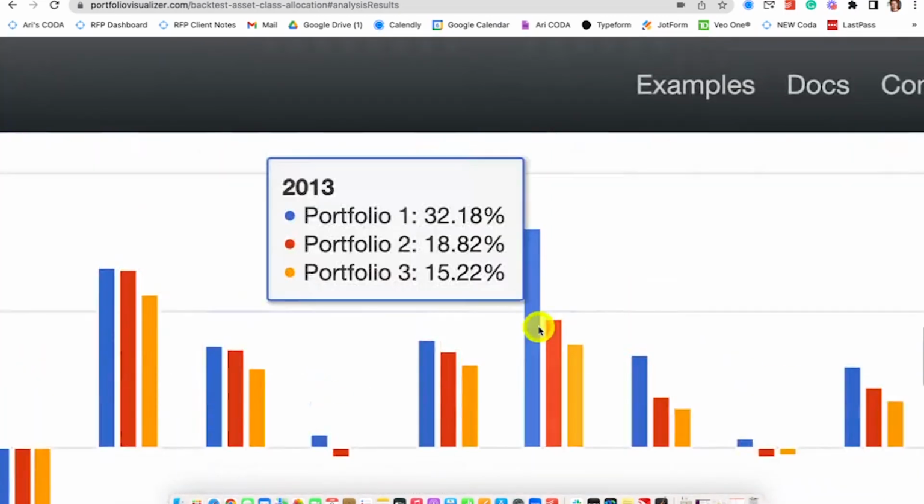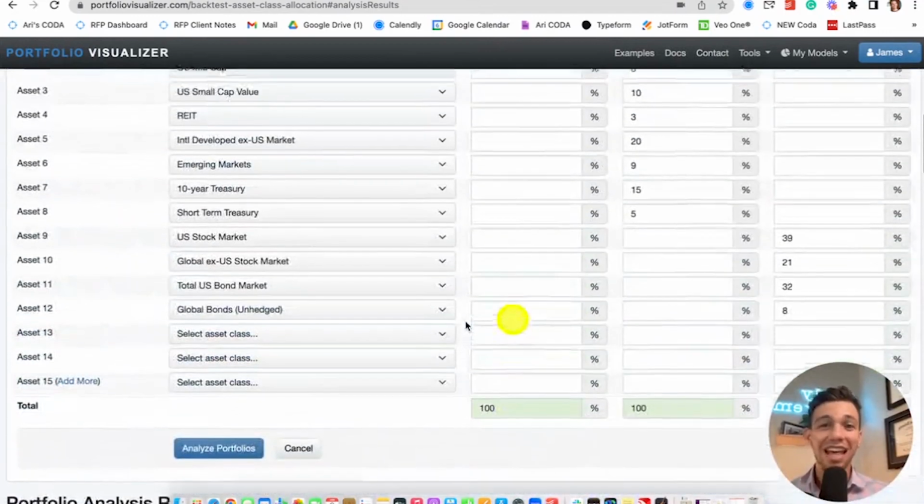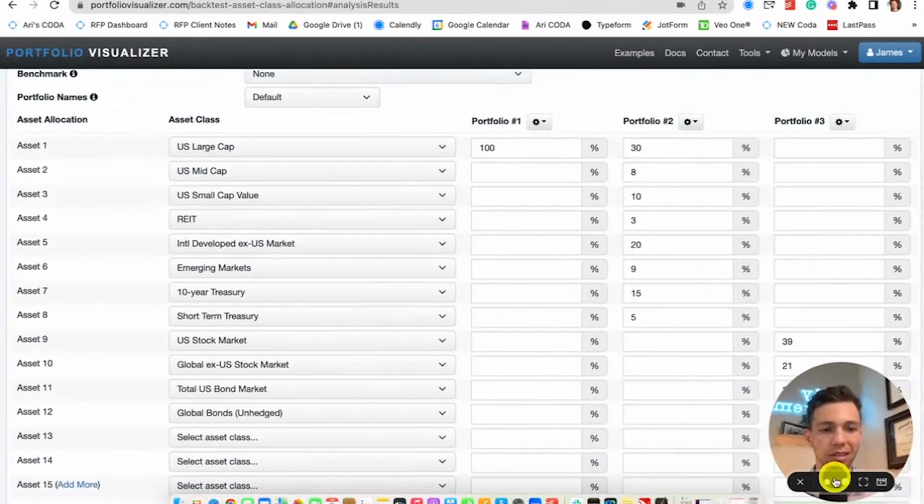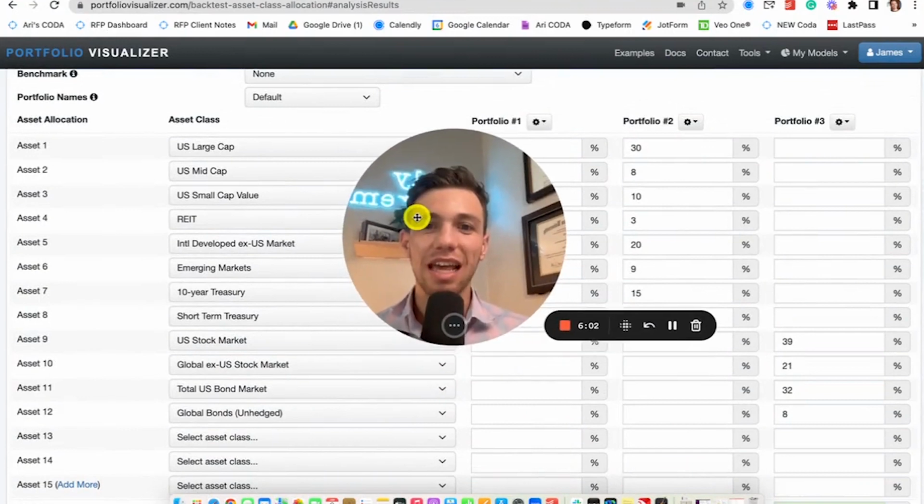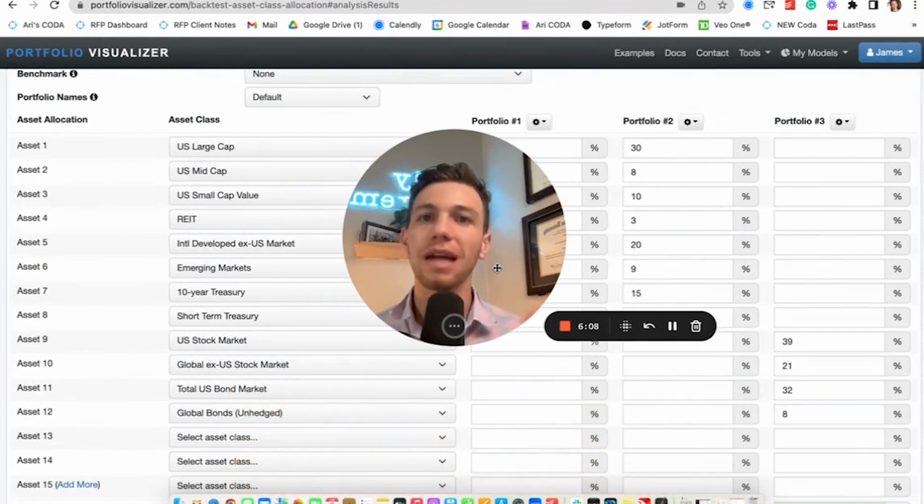And so this is just a way of illustrating, let me zoom out here, sorry about that, is when we go about portfolios, I'll make myself a little larger to summarize, is overall, the way you win is not by having one asset class. It's not by saying, can I guess that's going to be the best asset class?